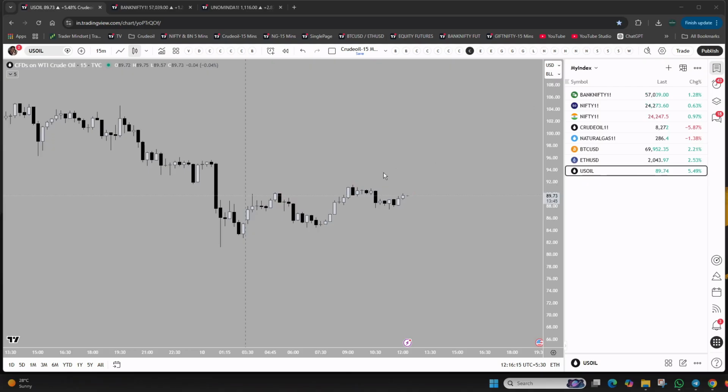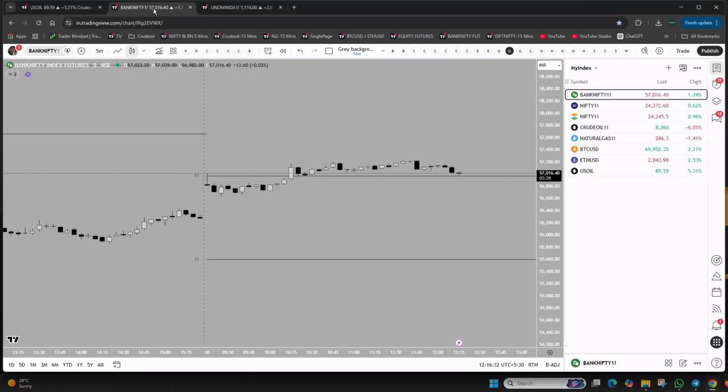Okay, I hope you understand the technicals or the price action that I followed in order to take up this trade. Okay, yeah, that would be it for the US crude oil. Okay, now let's get on to yesterday's charts, Bank Nifty charts.